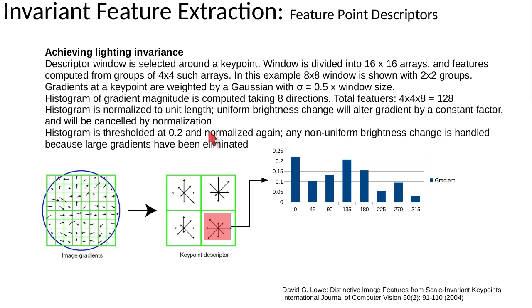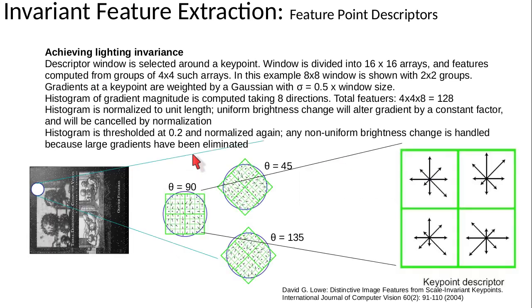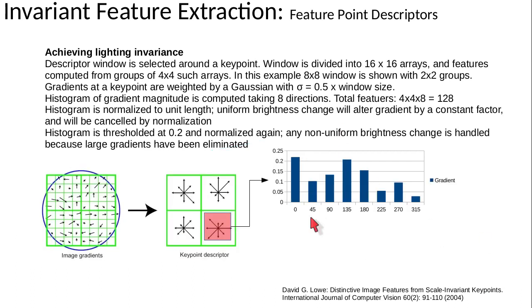The histogram is then normalized to a unit length, so that all the bins sum to a value equal to 1. Any change in the brightness of this input image will uniformly change the histogram. And because the histogram is normalized to unit length, uniform brightness changes will alter the gradient by a constant factor, and when you normalize the histogram, that change in the gradient value will be cancelled out.